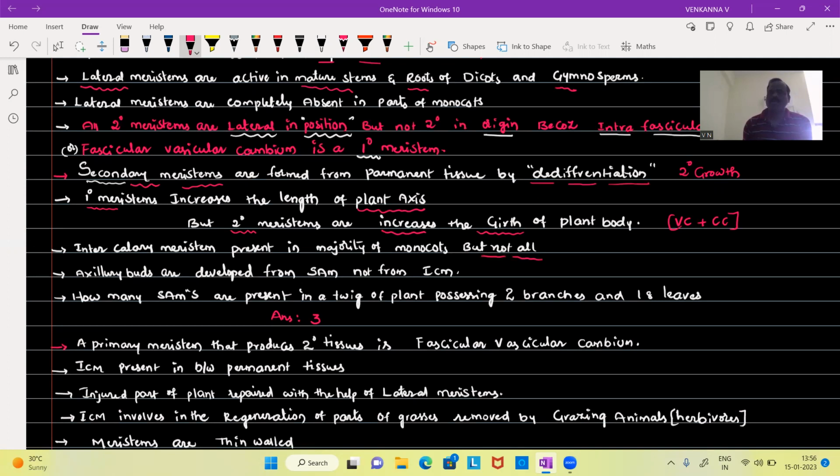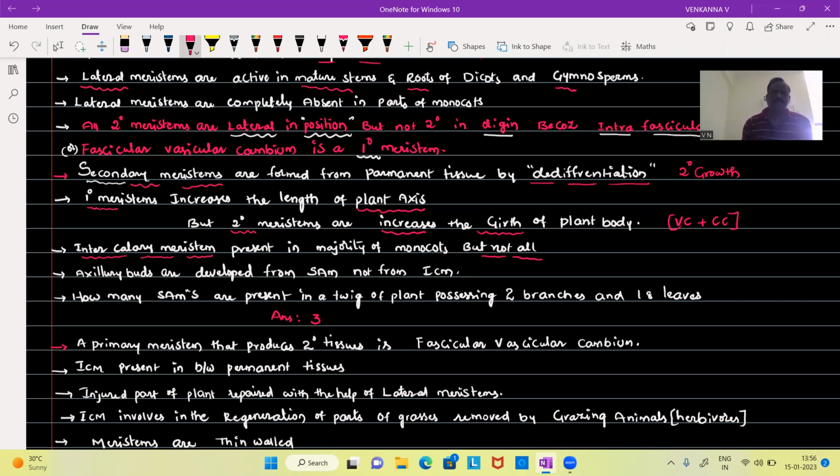Intercalary meristem is present in the majority of monocots, but not in all. Again, I repeat the statement: intercalary meristem is present in the majority of monocots. In 99% of monocots, the stem axis may be divisible into nodes and internodes. At the place of the node, we see the presence of intercalary meristem. So intercalary meristem is present in almost all monocots, but not all.